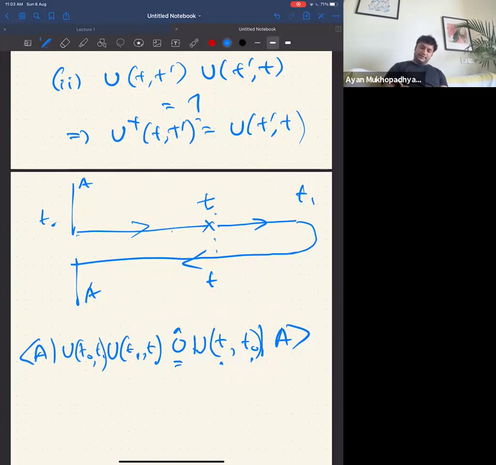All right, is this clear? Is it clear how I converted this to this? If not, then ask me. But you see that this part I can rewrite as U(T1, T), right? And this is U(T1, T0), right? So you see that this.